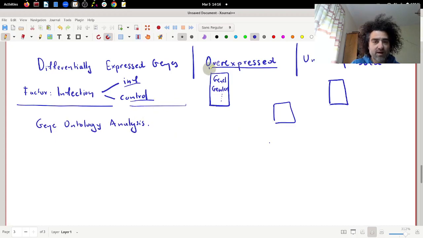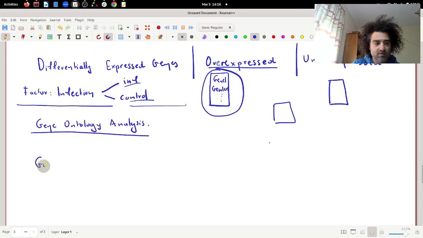The next question is to find out what these genes are doing statistically. So what are the functions, the molecular functions of these genes, where they are in the cell, and so on. This gene ontology analysis refers to a group of genes. It's not an analysis that is done on every gene separately, but refers to a group of genes, for example the overexpressed genes, so this list here.